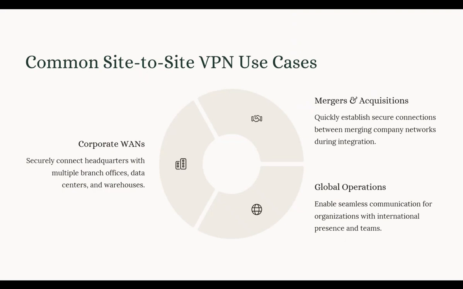Now, some common site-to-site VPN use cases. You use it in corporate WANs to securely connect the headquarters with multiple branches, data centers, and warehouses; that's where site-to-site VPN is configured. Mergers and acquisitions: quickly establish secure connections between merging companies' networks during integrations. Global operations: it enables seamless communication for organizations with an international presence and teams. So these are different use cases of site-to-site VPN.